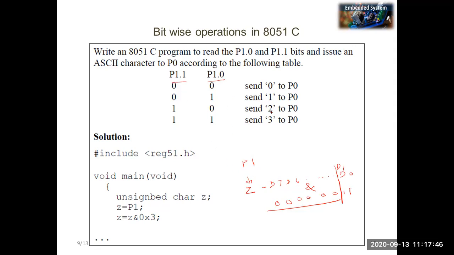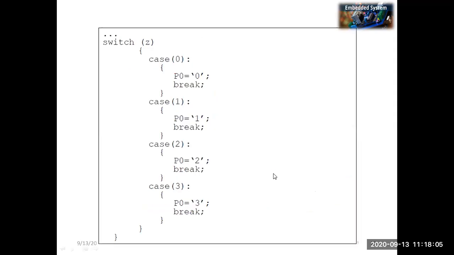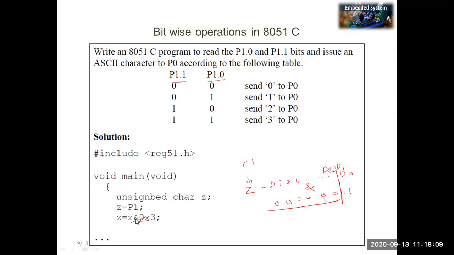Because according to bit number 0 and bit number 1 of port 1, we are going to send the ASCII code of 0, 1, 2 or 3 to port 0. So we are masking the remaining bits from d2 to d7, and we are keeping the d0 and d1 bits as they are available in z. For that I am doing this operation. Okay, so now what is available in z? It could be either 0.